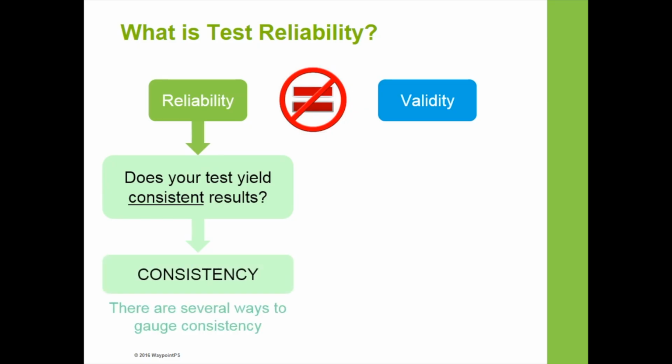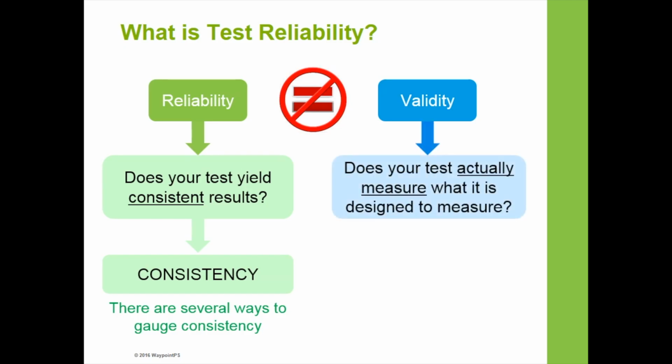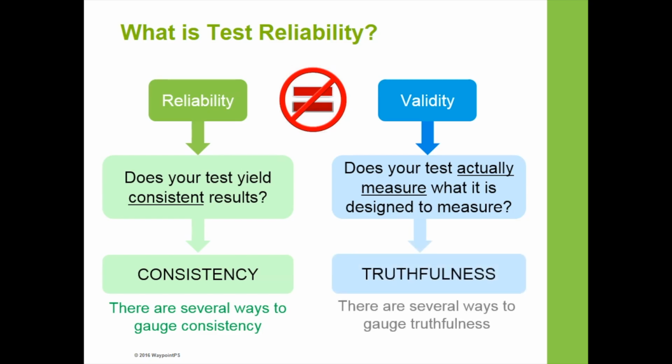So the word consistency is central to reliability, and there are different ways to gauge consistency, which we'll talk about in this video. Validity, on the other hand, has to do with the question, does your test actually measure what it's designed to measure? So in this sense, truthfulness is really the key word or concept tied to validity. And there are different ways to gauge truthfulness as well, but we'll talk about that in a different video.